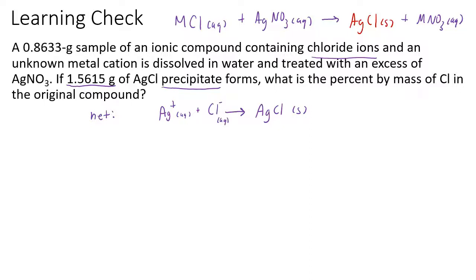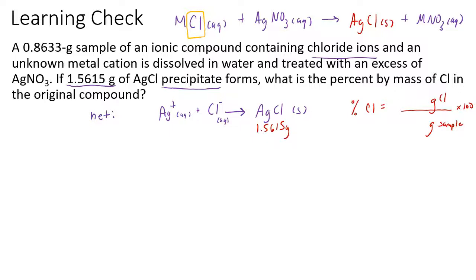So starting with our net ionic equation, we know how much of our silver chloride we formed, 1.5615 grams. If we can figure out how much chloride is in our silver chloride, that will be exactly the same amount that was in our metal chloride unknown to begin with. When we solve for the percent by mass in the original compound, percent by mass of chloride will be found by determining the grams of chloride divided by the grams of the sample. And then since it's a percentage, we'll multiply by 100.